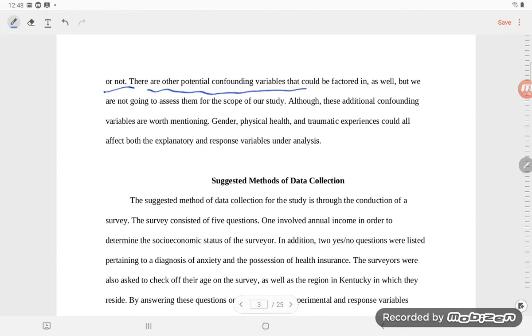Oh, and then see here they say there are other potential confounding variables, but we're not going to assess them in this study. So there you go. They mentioned it. You know, they let you know that these things could be there, but they can only do so much. Okay, so then you can say, well, I don't like your study then because it doesn't take into account gender, or it doesn't take into account traumatic experiences. So, yeah, I'm not too impressed with it. I don't even know if I want to read it. That's okay. You don't have to read it, right?